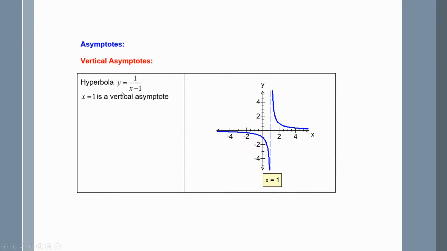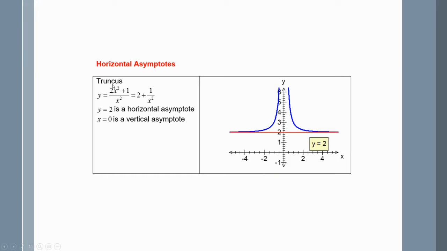So, hyperbola 1 over x minus 1, x equals 1 is a vertical asymptote, whatever makes the denominator 0. Truncus, if I have quadratic over quadratic, I can split it into two fractions, 2 plus 1 over x squared. So that's your truncus translated 2 units up. We have a vertical asymptote x equals 0 and the horizontal asymptote y equals 2.